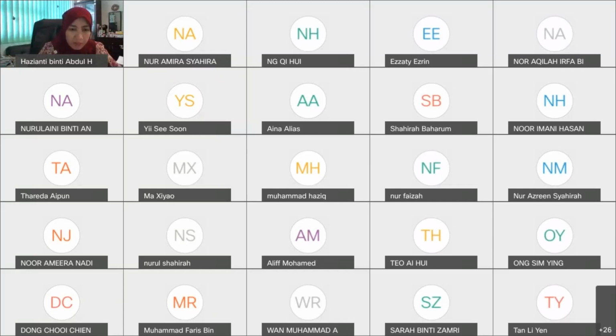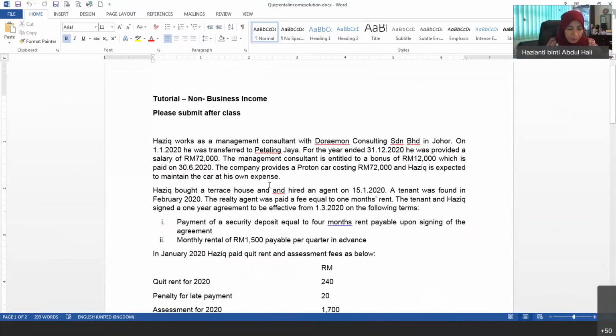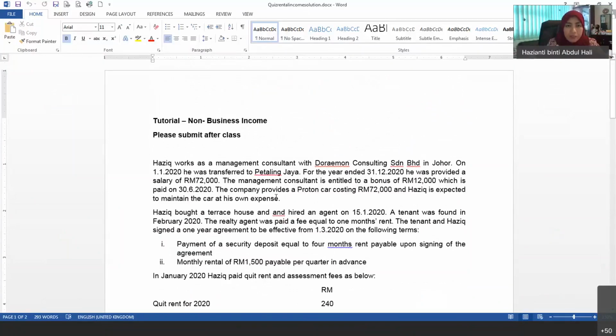Dia ada employment income and then he has dividend income and also rental income. Alright, eh? So you all can see the question. This is the quiz question, kan? Saya bagi soalan lain pula. Quiz question, eh? Alright, this is 15 marks.